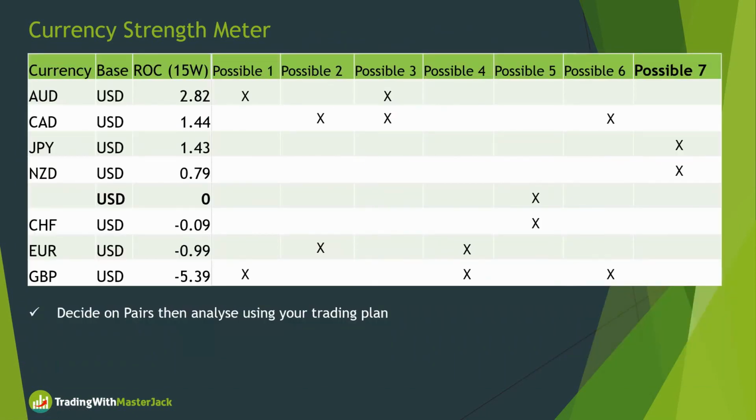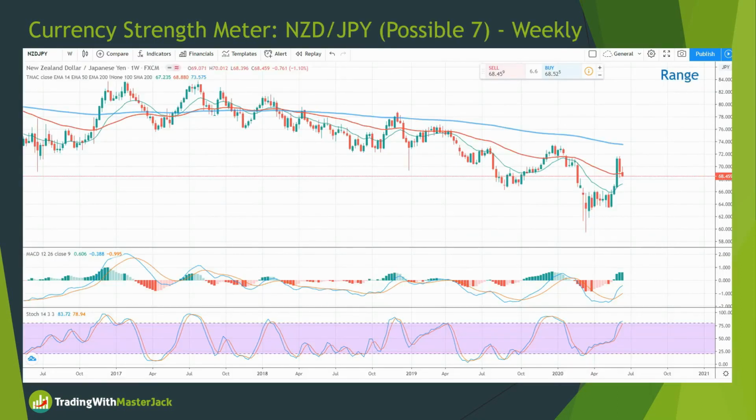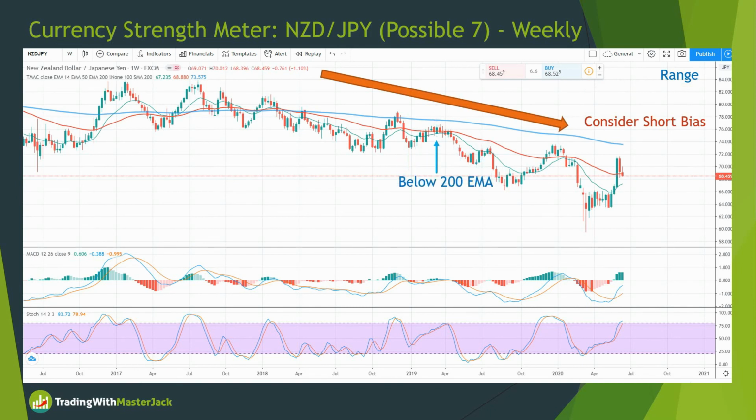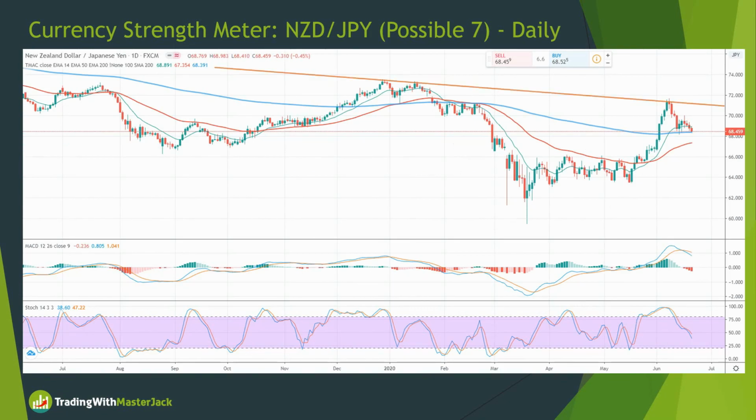Now on to possibility number 7, which is the Japanese yen and New Zealand dollar, which should technically be in a range. Onto the weekly time frame, we see that it is somewhat in a range, but towards the downside. So it's a very slow weak downtrend, but because it is below the 200 moving average, I would consider a short bias. We plot a trend line there overall, and you can see it is a relatively weak downtrend, but going down nonetheless.